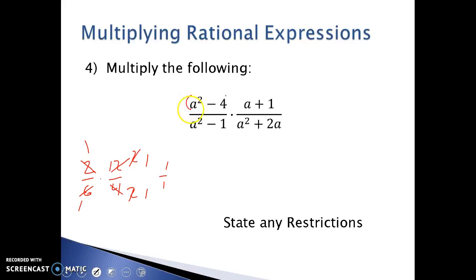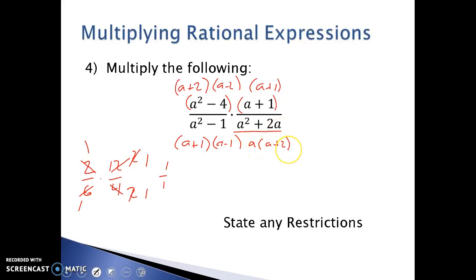Instead of multiplying a squared minus 4 times a plus 1, I could do that, but I want to simplify this if I can first. I'm going to factor a squared minus 4 to a plus 2 and a minus 2. Then I would multiply that times a plus 1. So I really have 3 factors on top. On the denominator, I'm going to take a squared minus 1. I'm going to factor that to a plus 1 times a minus 1. Then I'm going to factor an a out of here. That's going to be a times a plus 2. A times a is the a squared. A times 2 gives me the 2a.